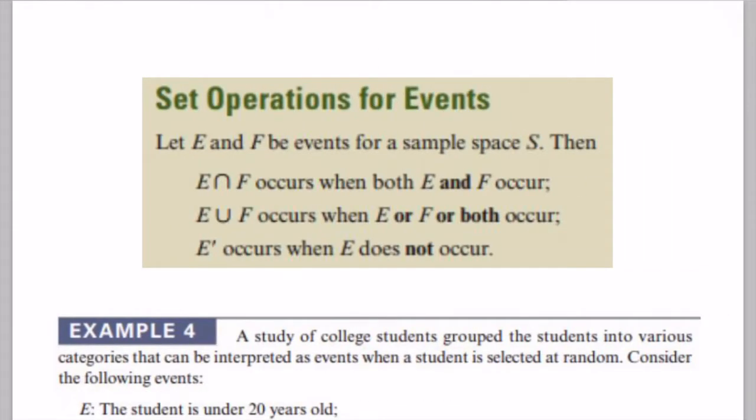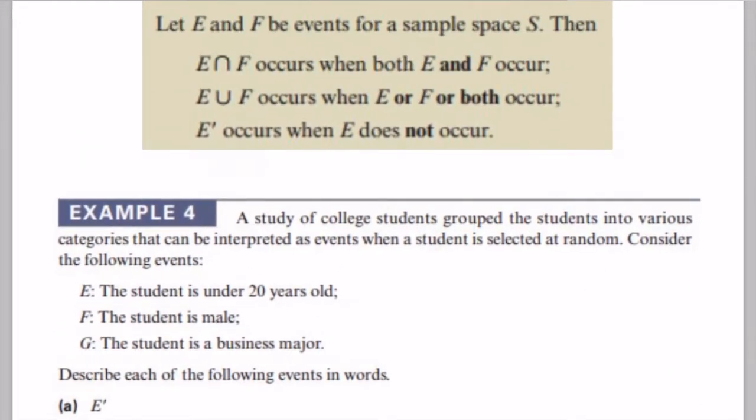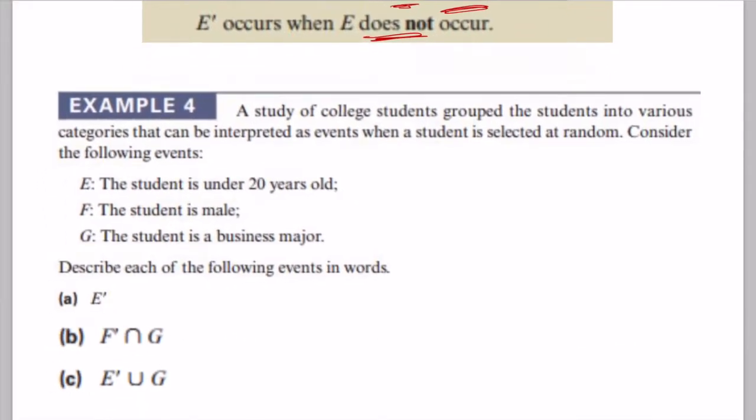Since events are sets, we can use set operations to find unions, intersections, and complements of events. Okay, so we're back to what we were before. Remember, let E and F be events for sample space S. Then E intersection F occurs when both E and F occur. E union F is when one or both occur, and the complement does not occur. Okay? So, E complement: the student is under 20 years old.